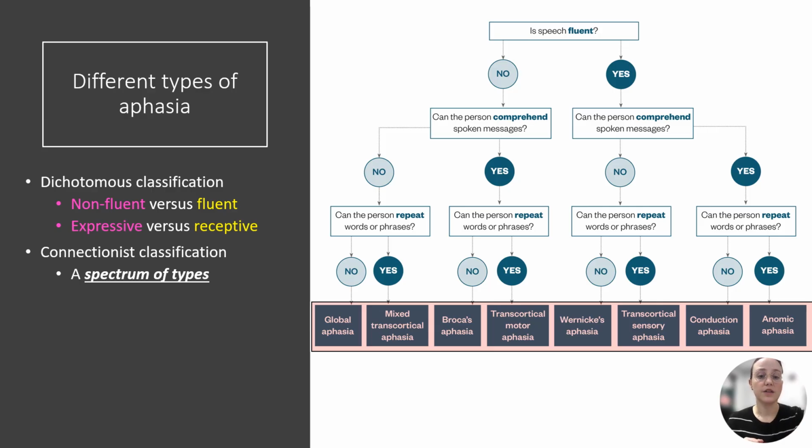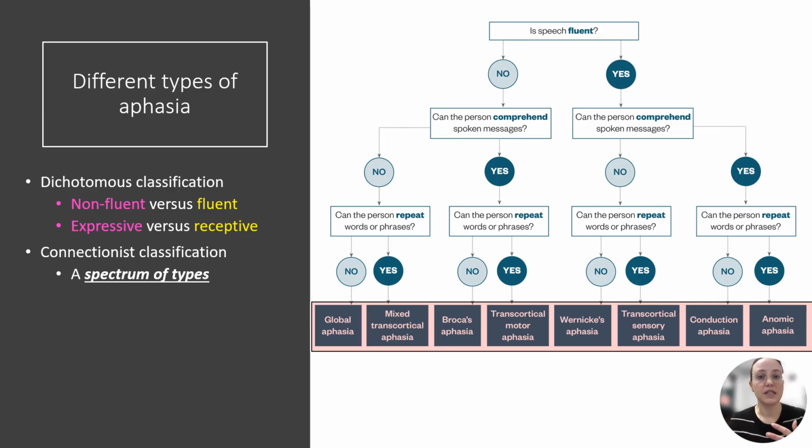Within that, you've got individuals with global aphasia. Now, if you follow this flowchart, you'll see that they produce very effortful speech, so their speech is not fluent, and that takes us down the left side of this flowchart. They can't understand spoken messages, meaning they have impaired auditory comprehension. Again, that takes us down the left of the flowchart. They cannot repeat words or phrases that are said to them. Takes us again left, we land in global aphasia.